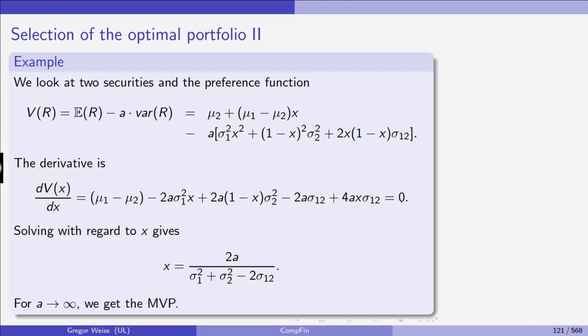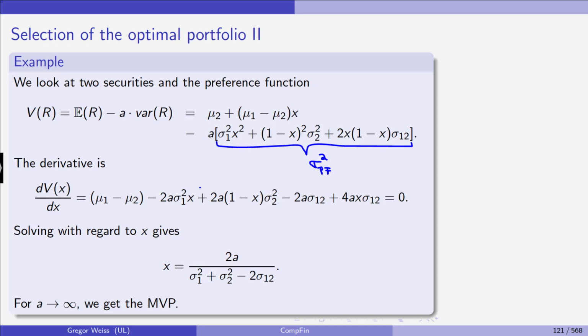So if we look at two securities and this preference function with the risk aversion parameter A, we get, for example, mu2 plus mu1 minus mu2 times x. And we know the variance of our portfolio with two securities. This is simply, let me write this down, this is simply sigma for the portfolio, and actually sigma squared. And then again, we want to maximize this.